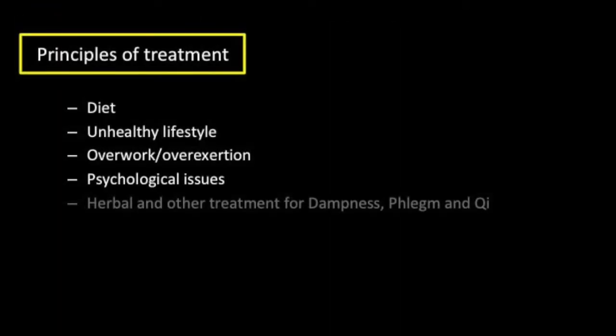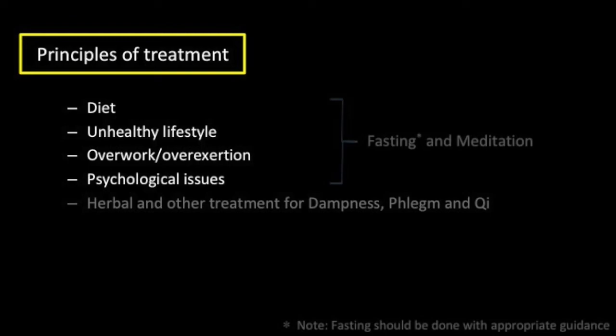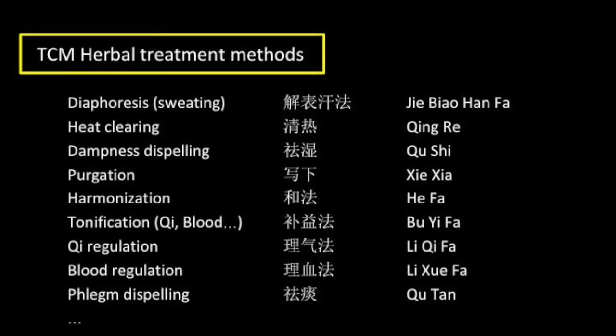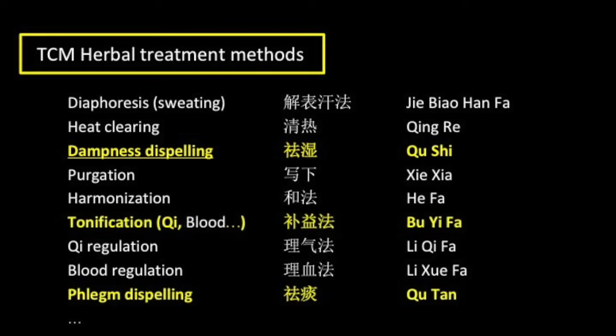Treatment in the first instance requires removing or reducing the problem-causing factors, which are often interrelated. In many cases, the best approach is that of fasting combined with meditation. This approach is outside the scope of this video, and I would recommend that you approach fasting under the personal guidance of someone experienced, with a good background in nutrition. In terms of TCM herbal treatment methods, the main focus would be on dispelling dampness, which usually lies at the root of these problems. Where necessary, phlegm-dispelling formulas and herbs will be used.